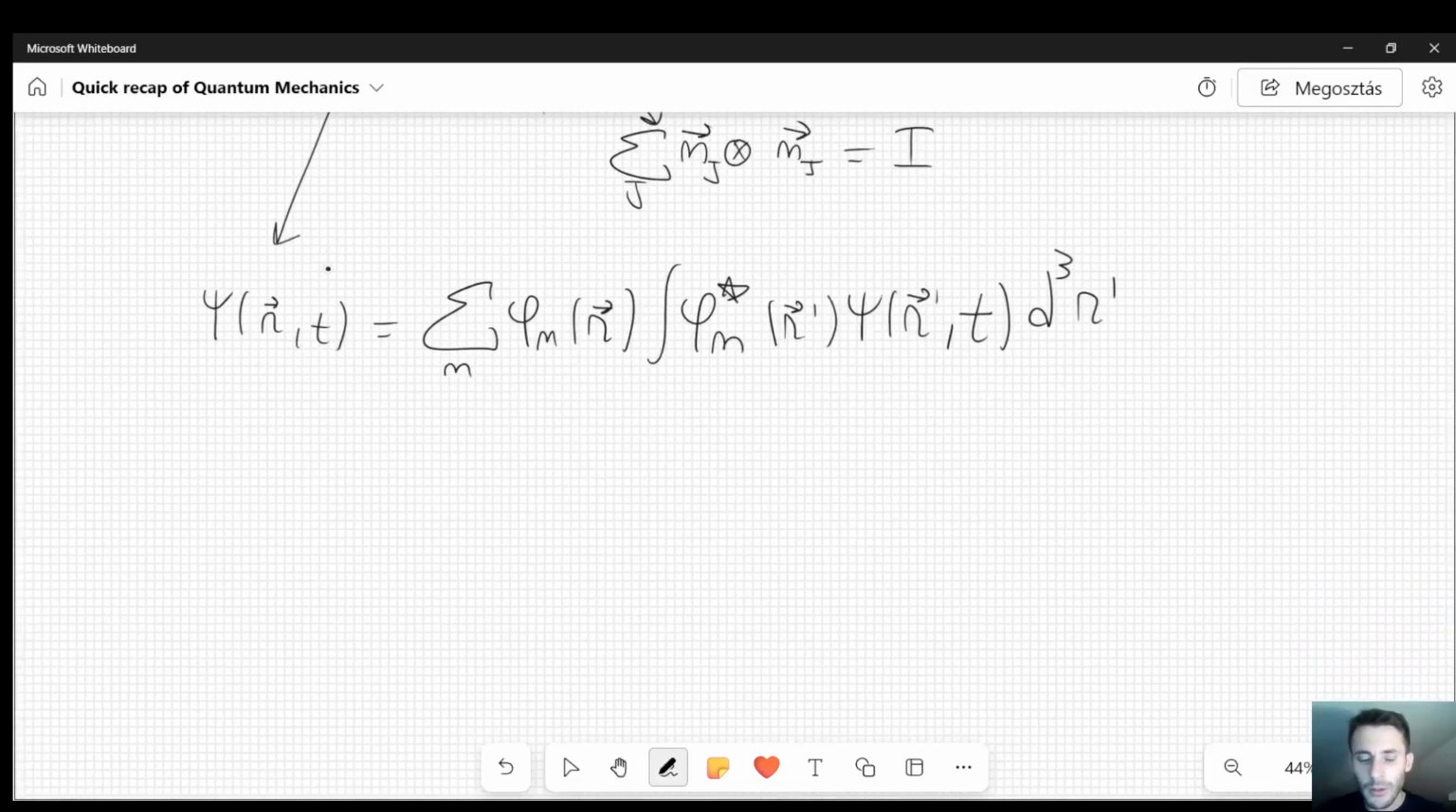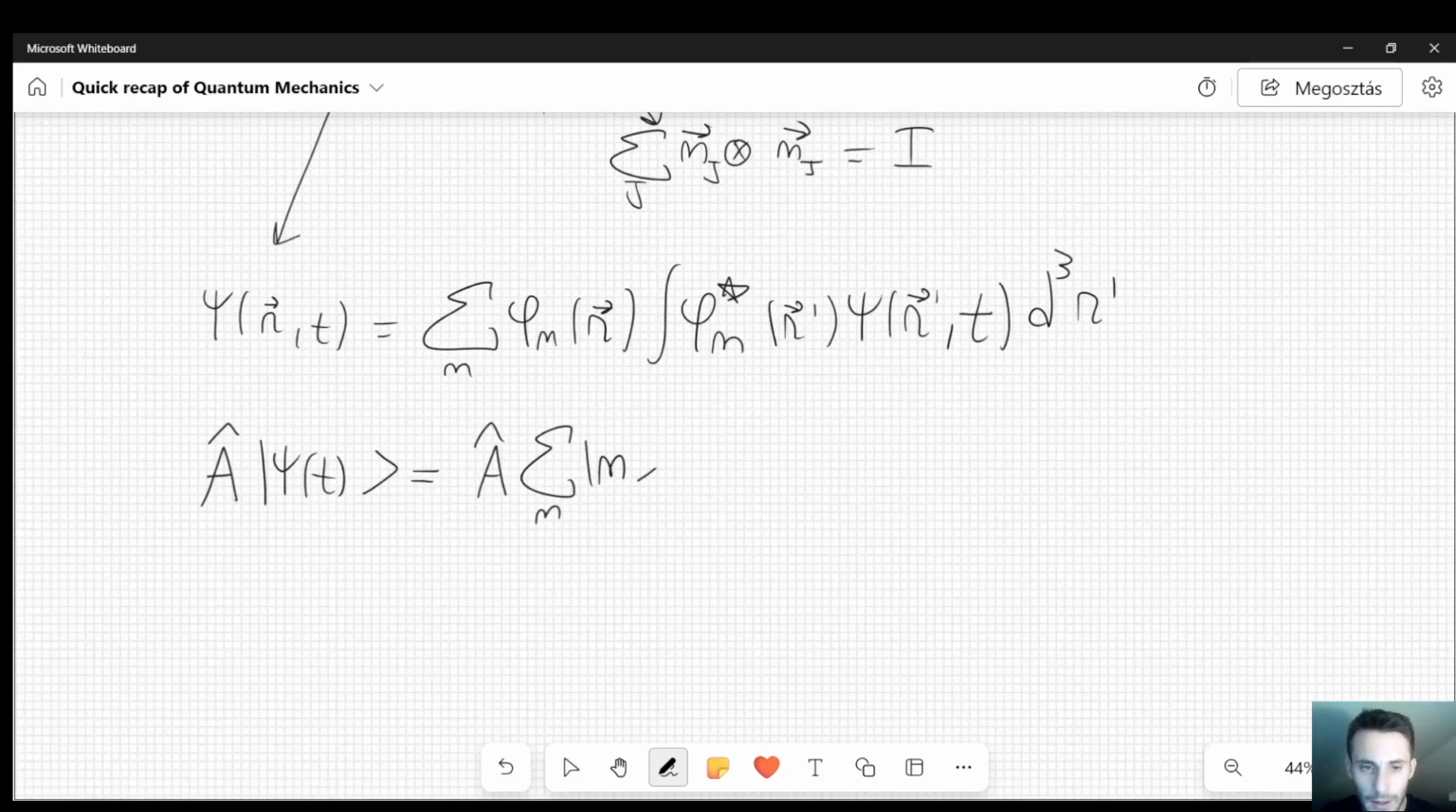And using the notation that we have developed so far, we can also rewrite, for example, operator A acting on psi of t, and we can rewrite it as A times the summation over n of the ket n, the bra n. So this is the completeness formula, which means that this is just the identity. And then here we have psi of t, like this.